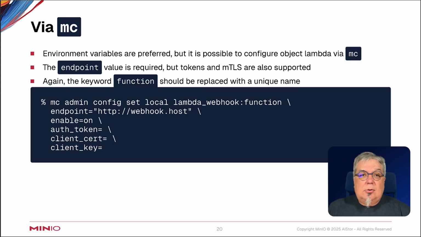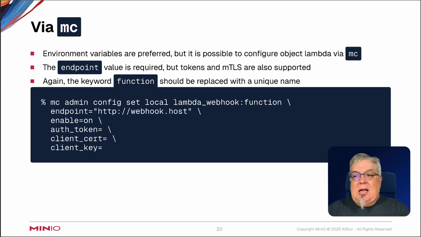Now, environment variables are preferred. They are static. You don't lose them if there's a catastrophe. But if you are going to just stand something up, turn it on, turn it off, you just want to test it or whatever, you can deploy via MinIO command line. So the endpoint value is required for this. It defaults to on when you first run it, so you can turn it off, but it's going to default to on. And again, this keyword function right here after Lambda webhook should be replaced with a unique name, whatever you want to call it.